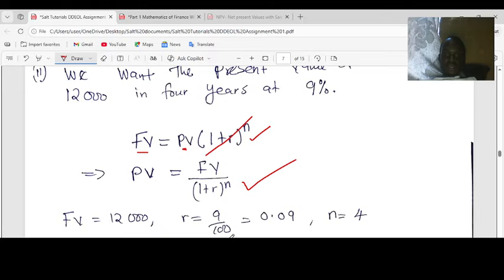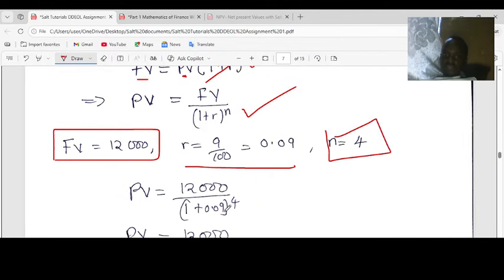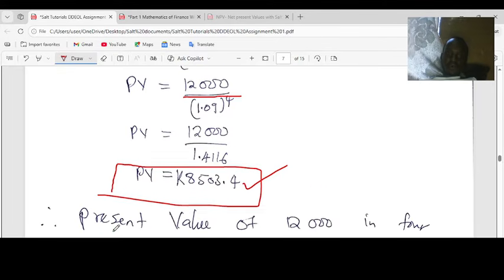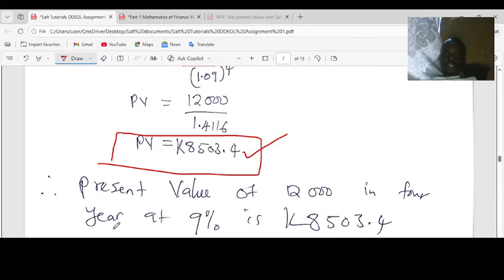Remember, r is the interest rate. Future value is the amount you are going to receive after 4 years. Time taken is 4 years. Replace everything there. Future value is that, interest rate 0.09 plus 1 power 4. So what you are going to calculate in the denominator here, the answer you divide into 12,000, and the present value you are going to have is this, which is 8,503.4 kwacha. As simple as that.